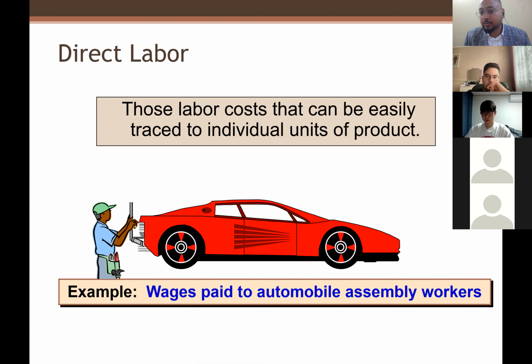Right, Subhan, Junpyo, Anis, Ali? You can easily treat, right? So the direct labor cost, those labor costs that can be easily traced to individual units of product, we call this direct labor costs. Any other example?